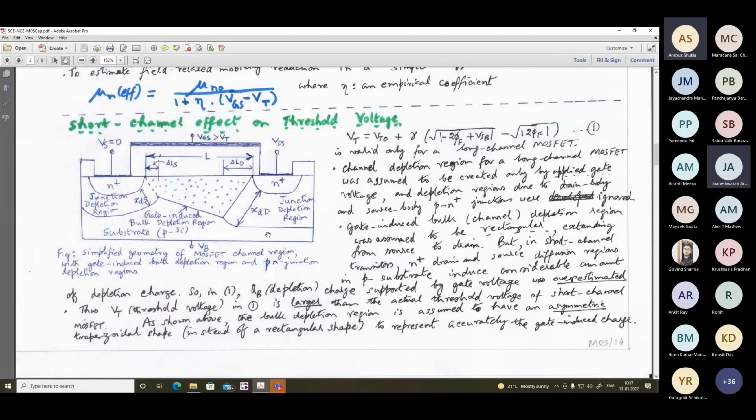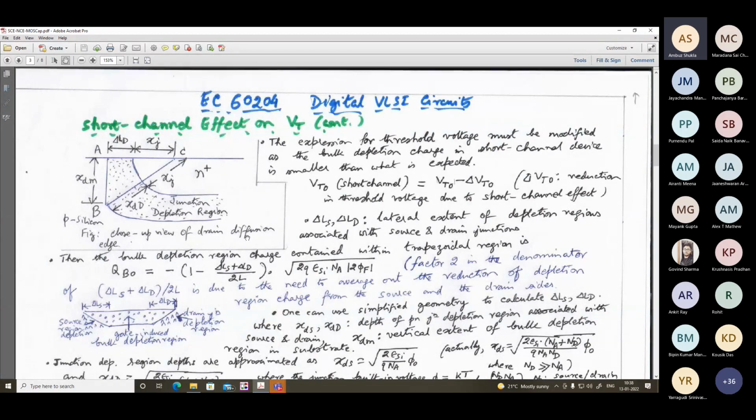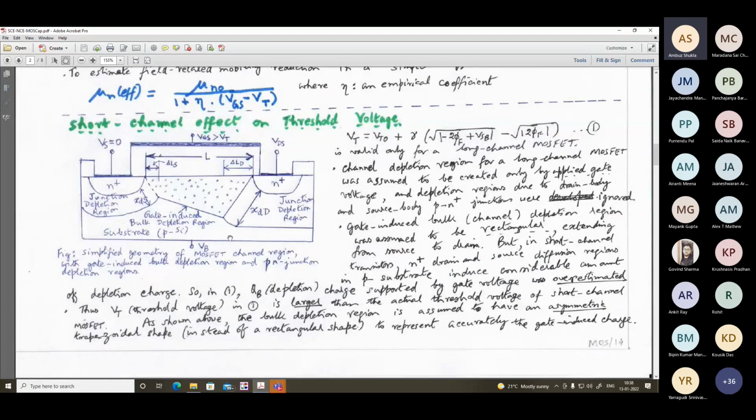Looking at the geometry of the channel, L actually includes delta LS and delta LD. Also, you have to consider that. Yes, I've understood your question. You are asking why the factor L is coming into the denominator.